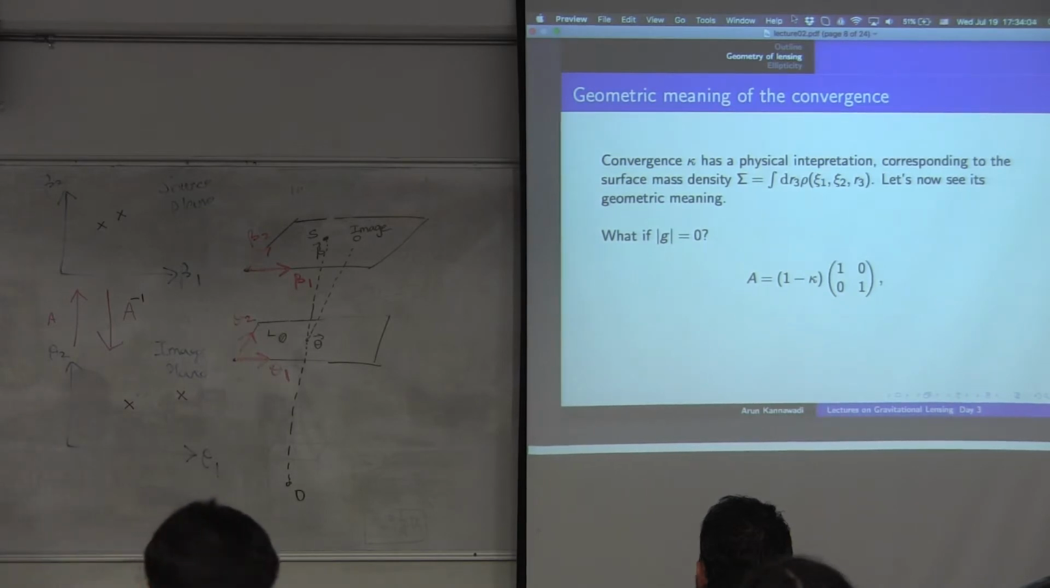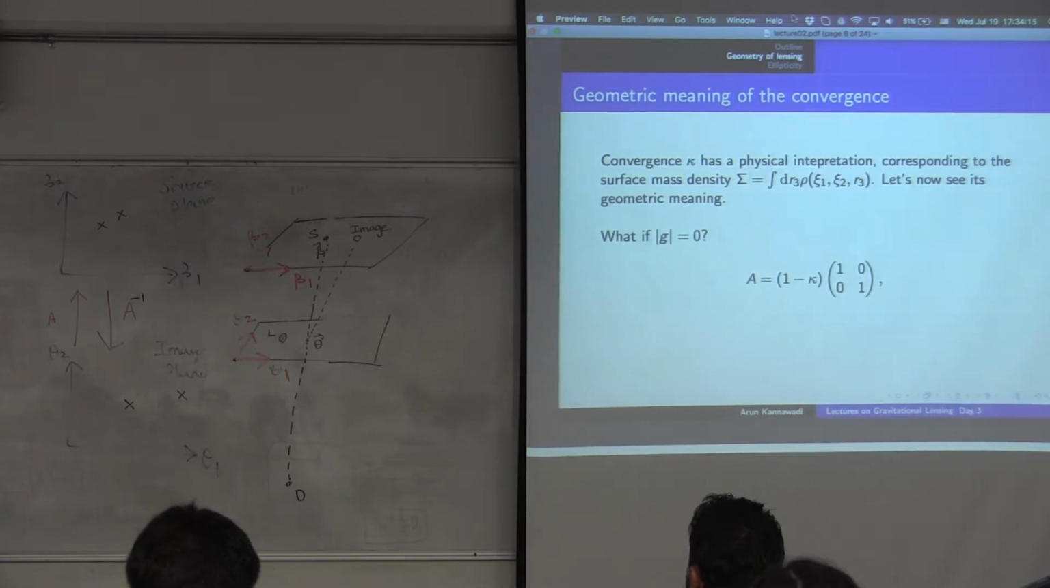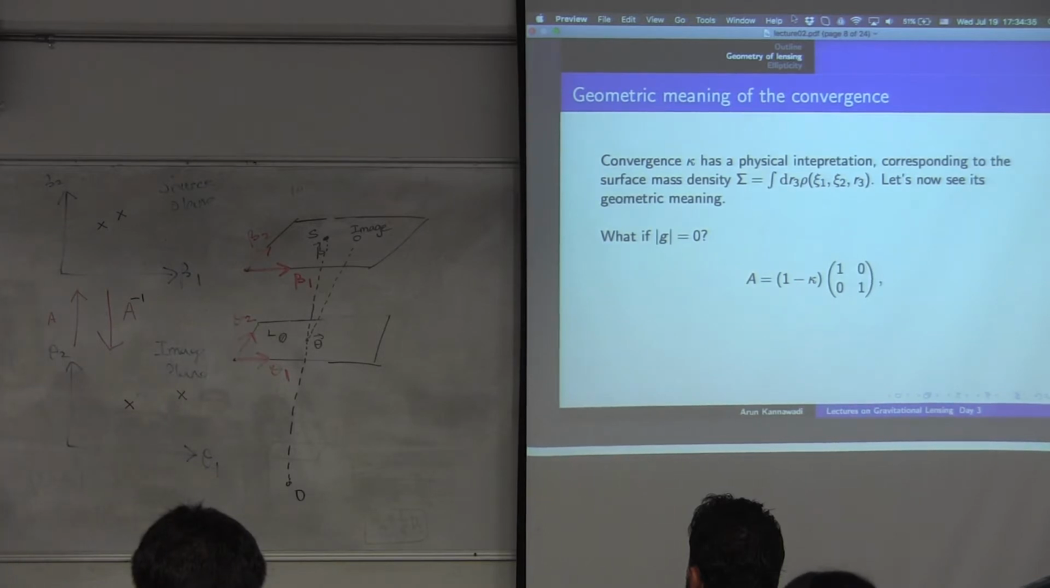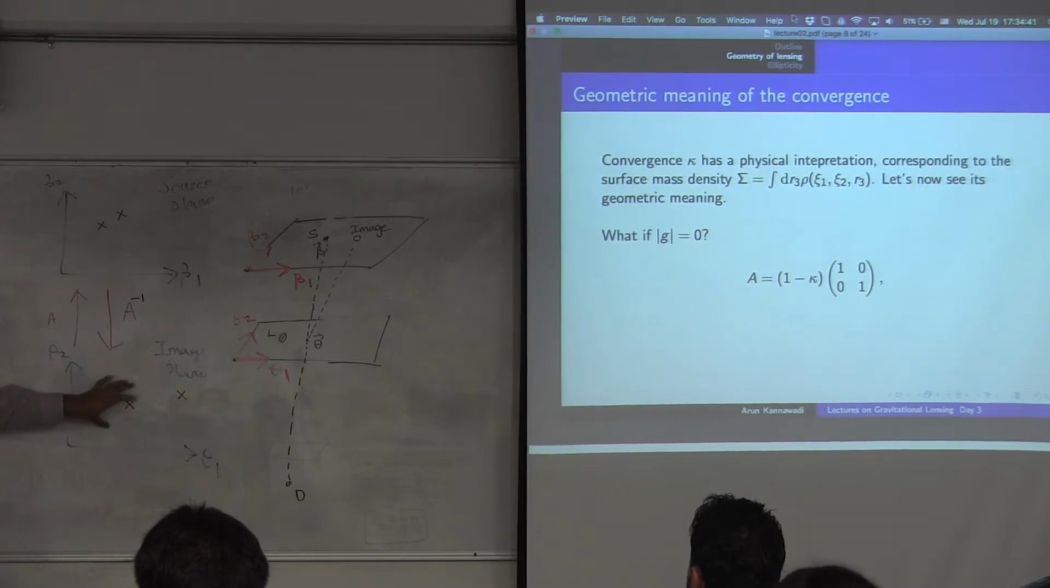What if A is the identity? What if kappa is also 0? What happens to the mapping? Or what happens when you look at the source? Sorry? Contraction? Yes, that is if 1 minus kappa is smaller than 1. Then there is a stretching. But if kappa is 0, then you get the exact same plane. The source plane and the image plane are identical. You see the image of a source exactly where it is.